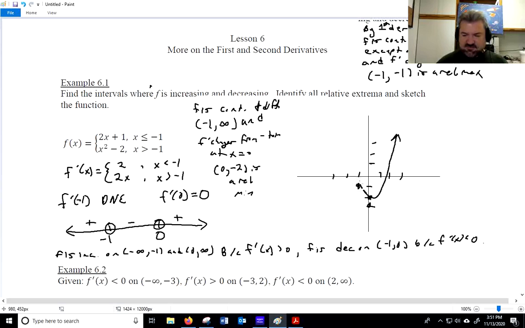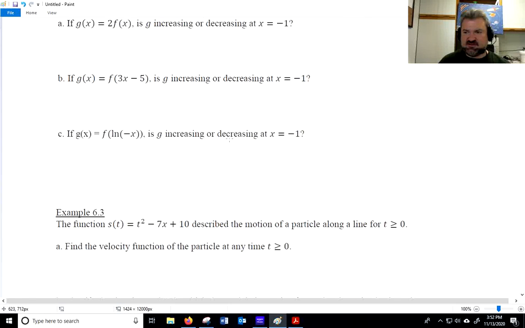And the other value is going to be increasing, right? With a constant slope of 2. So there's your relative max, there's your relative min. So that's how you handle a piecewise function. All right, let's take a look at another example.